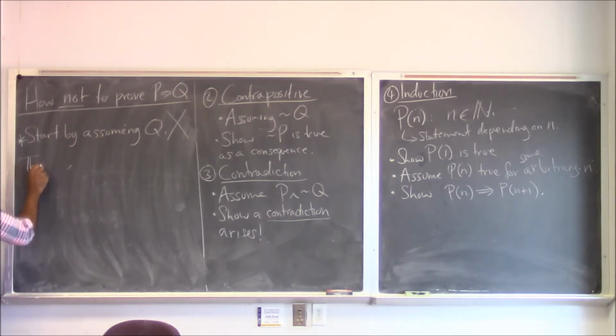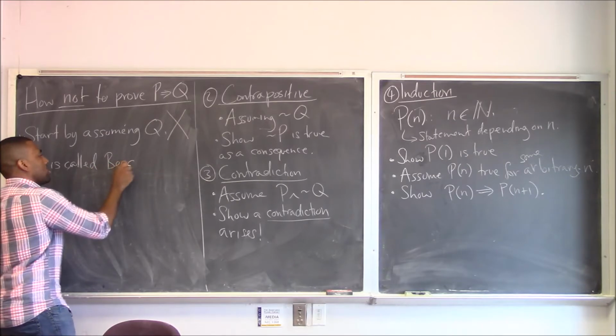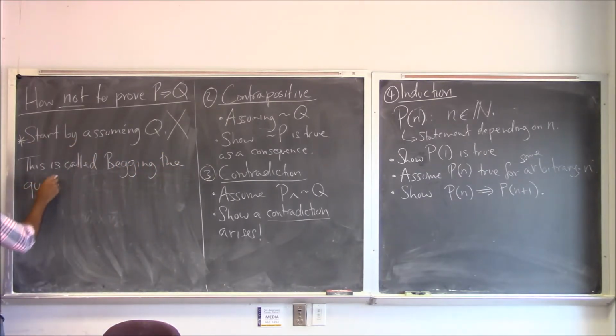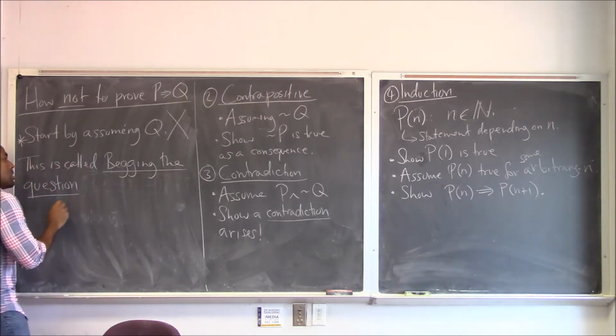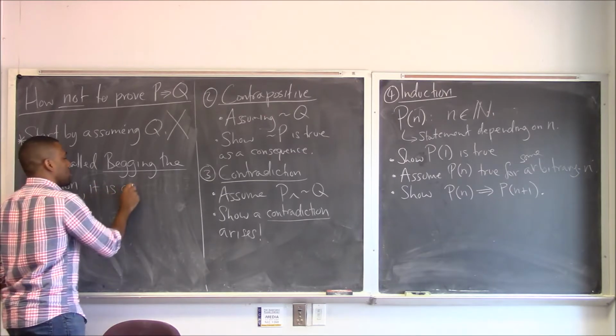This is called begging the question. It is a very common error, at least for first-time students in proof making. And basically, it is assuming what you need to prove.